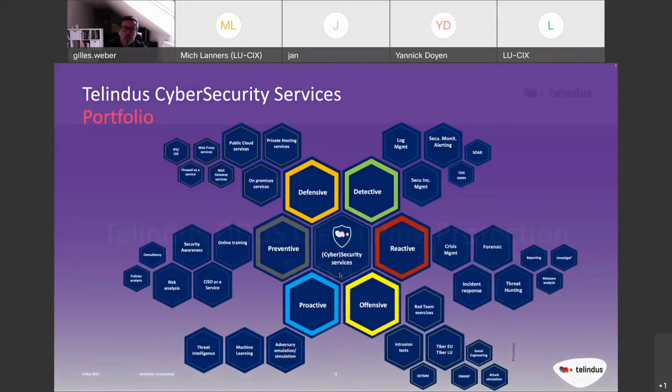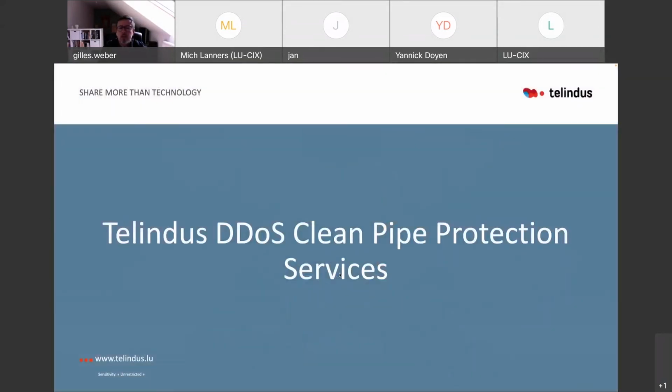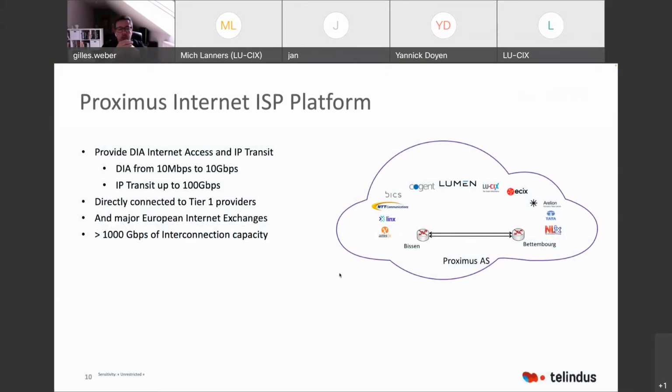But let's get back to the topic of the day, where we speak about DDoS. Just as an introduction to our DDoS protection services, from the view of a telco operator, a brief introduction on our ISP platform, which provides to the enterprise customers internet access solutions and IP transit solutions, ranging from 10 megs to 10 gigs, or, if we speak about IP transit, to a higher bandwidth.